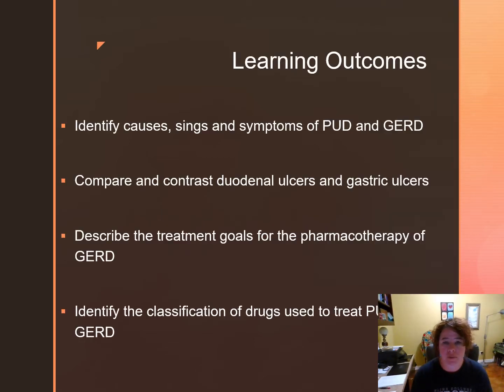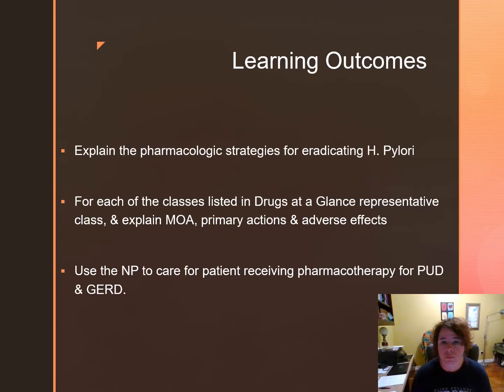Here's your learning objectives for this week. Split them into 2 pages.